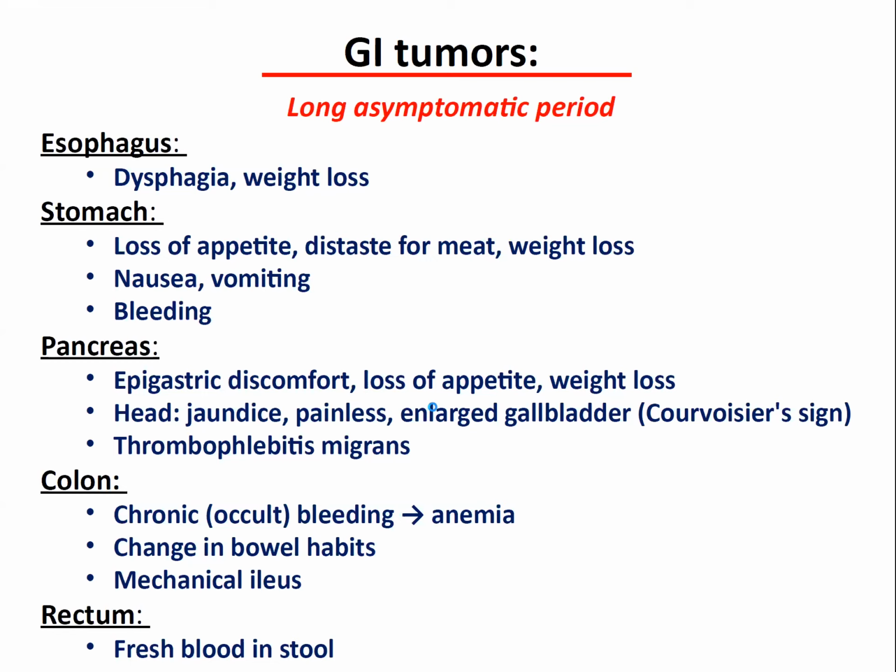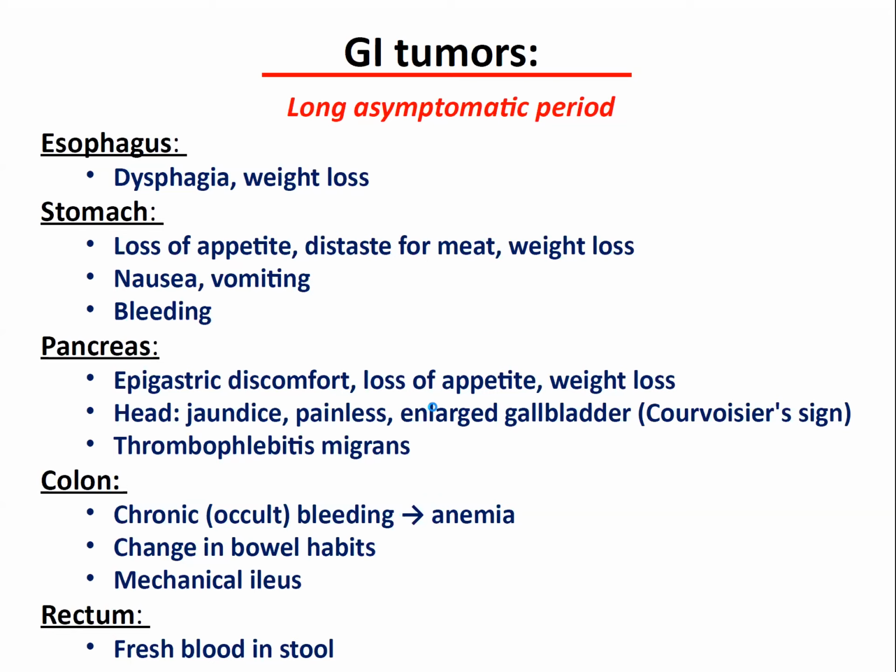And jaundice usually occurs when the head of the pancreas is enlarged, and that's the Courvoisier sign we had in the previous seminar. And thrombophlebitis migrans can be detected in this case. Colon tumors cause chronic occult bleeding, so anemia. If a patient over 50 is diagnosed with iron deficiency anemia, you always have to think about a colon tumor.